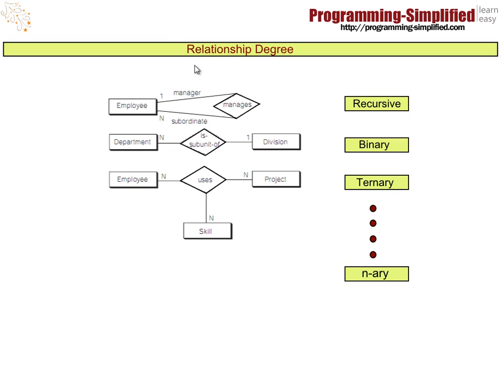We are going to understand three important aspects of a relationship. First one is the relationship degree, second one is the multiplicity, and third one is the optionality of a relationship. Now degree specifies how many entities are involved in a relationship.